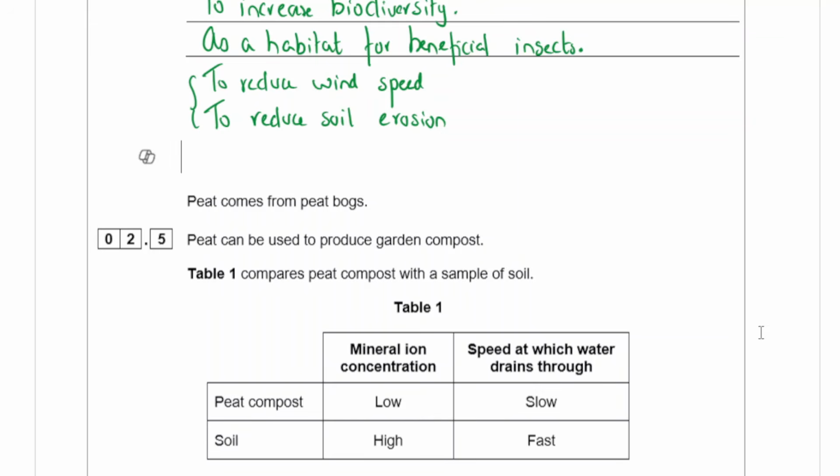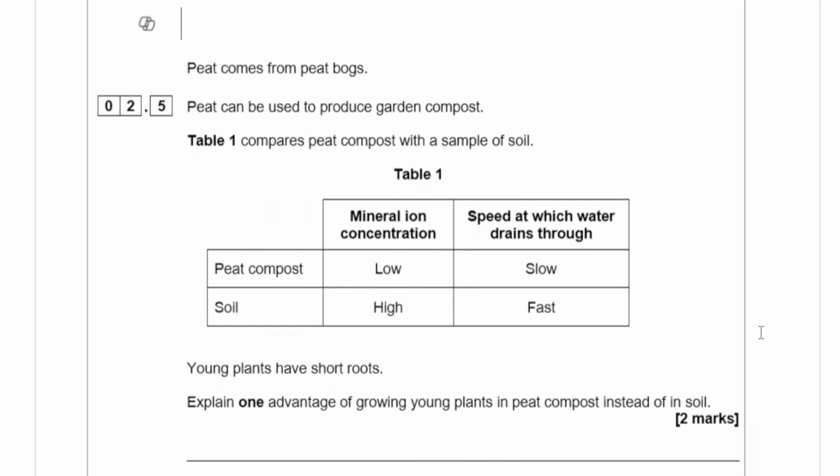Peat comes from peat bogs. Peat can be used to produce garden compost. Table 1 compares peat compost with a sample of soil. So you have peat compost, mineral ion concentration is low. Speed at which water drains through is very slow or slow. Soil, mineral ion concentration is high. Speed at which water drains through is actually fast.